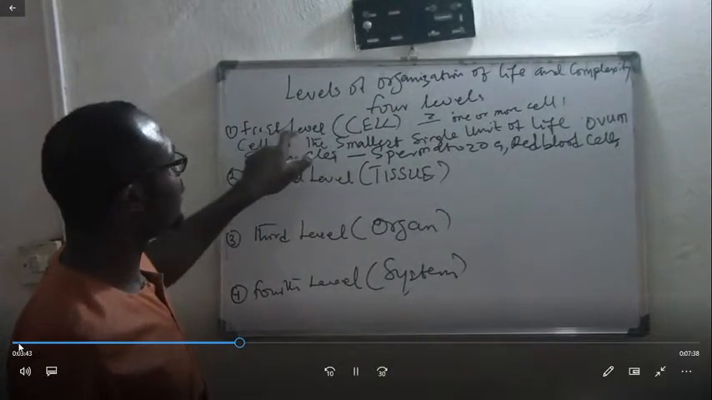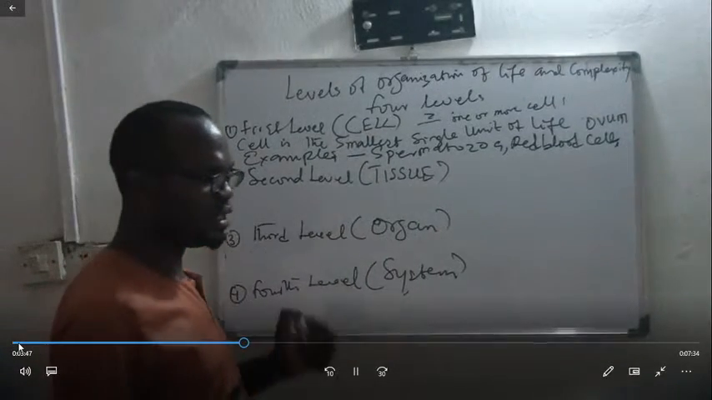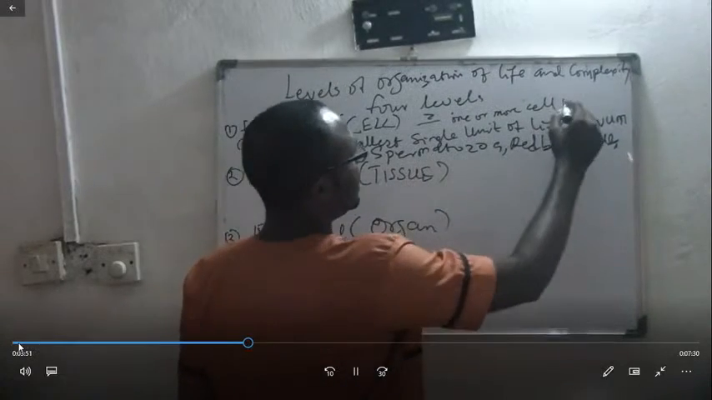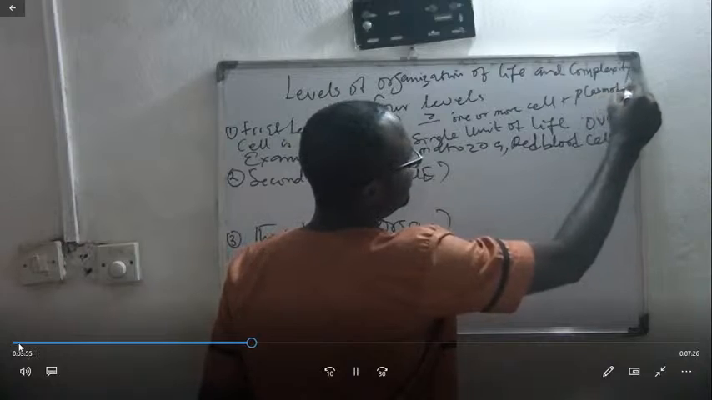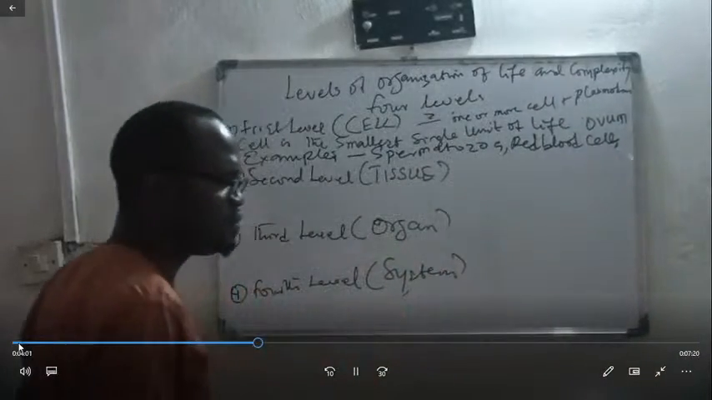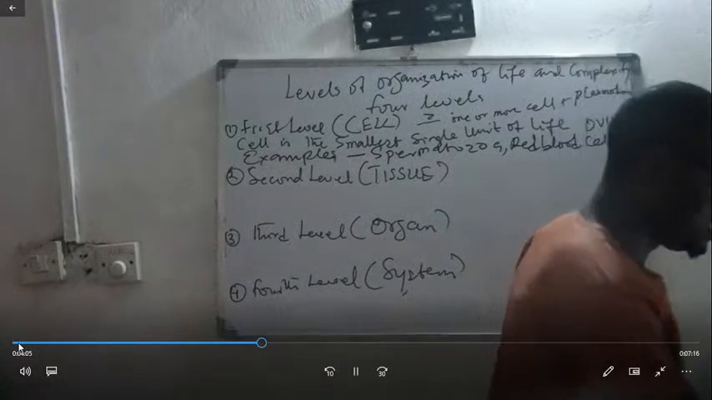The first level of organization of life, known as cell. Exactly. So the cell is very small. So other examples are things like plasmodium. What is plasmodium? Plasmodium, spermatozoa, ovum, red blood cells. So all these are in the first level.